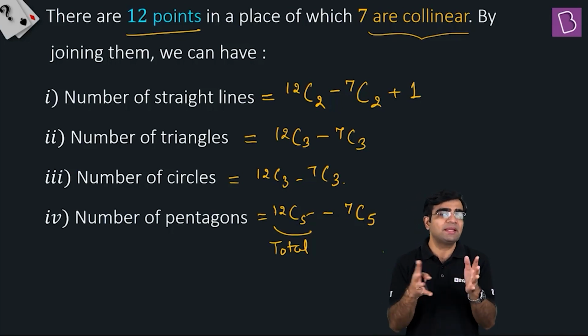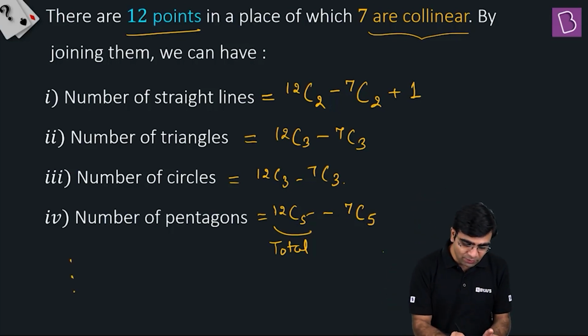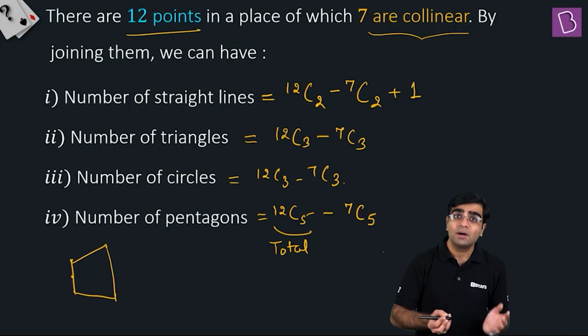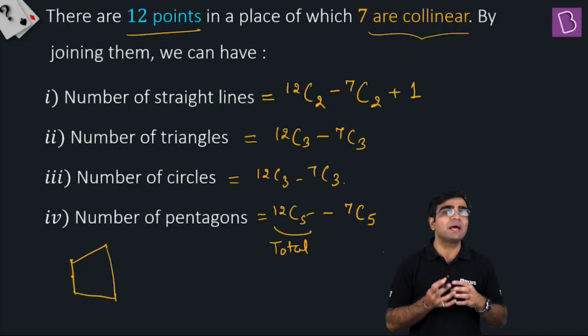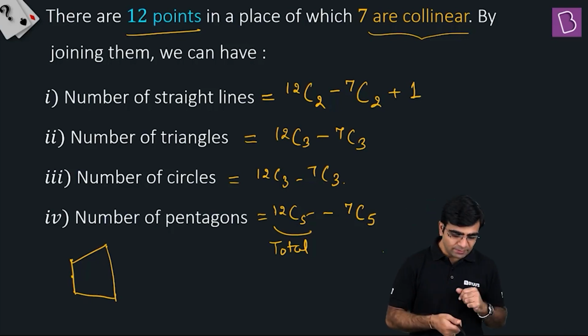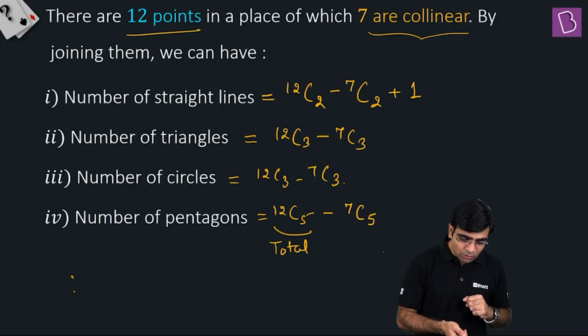Because in that case, I cannot have a pentagon. Assume that if I have 3 collinear points, they will form a line only. And even if I have 2 other points, they will form a quadrilateral. Are you getting my point, right? So it becomes a bit difficult for us to calculate in that way. Perfect. Okay, so how should we do that?